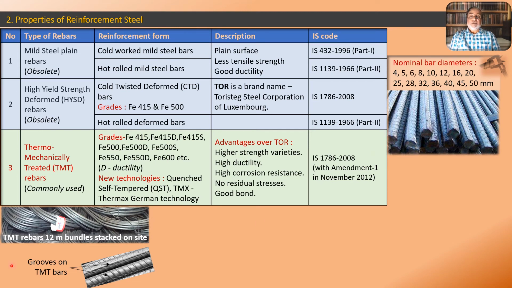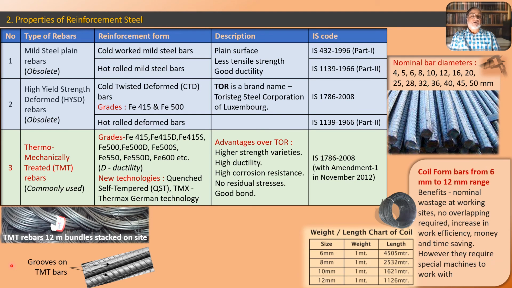There is one more advantage that due to its commendable ductility, you can now get coil form bars also from 6 mm to 12 mm range. So if you want 6 mm to 12 mm bars, you can get them in the form of these coils also. You can uncoil them using a machine and then you can use them on site. So there are some benefits: nominal wastage at working sites, no overlapping required because this bundle is quite long.